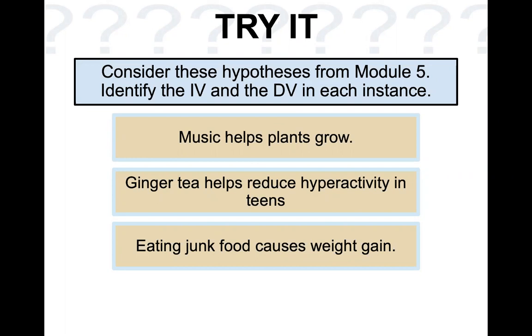Ginger tea helps reduce hyperactivity. Well, the tea would go to the experimental group, but not the control. And the measurement of hyperactivity would be the dependent variable, with ginger tea being the independent variable. How about eating junk food causes weight gain? Well, the independent variable would be eating junk food and would be applied only to the experimental group. And the weight at the end of the experiment would be the dependent variable, or the outcome variable.